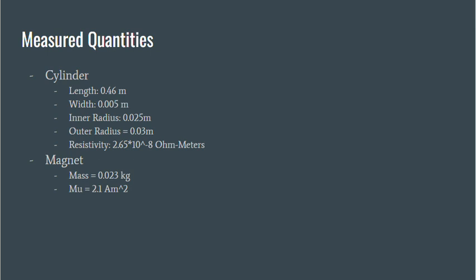Our measured quantities: the cylinder length is 0.46 meters, the width is 0.005 meters, inner radius is 0.025 meters, and the outer radius comes out to 0.03 meters. The resistivity is 2.65 times 10 to the negative 8th ohm meters. As for the magnet, we have a mass of 0.023 kilograms and a mu value that we calculated from Lab 3 of 2.1 amps per meter squared.